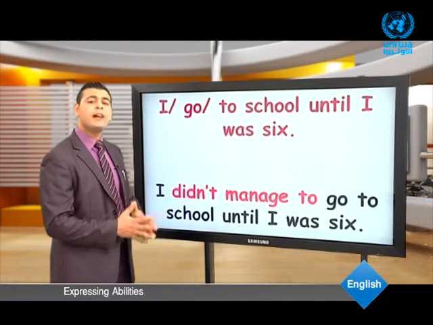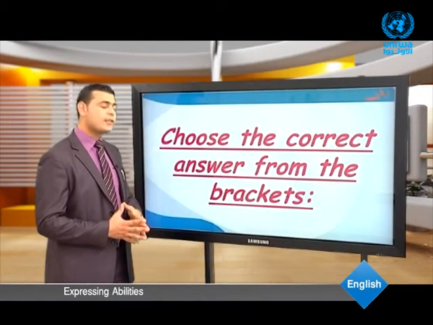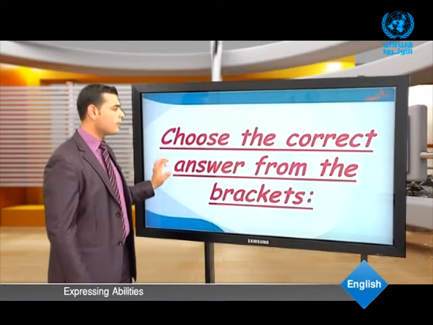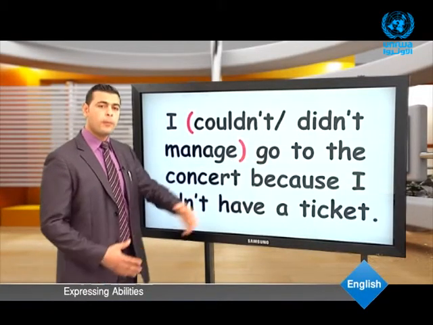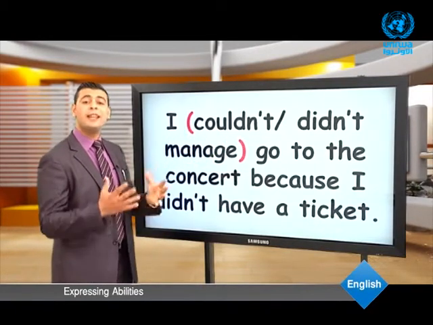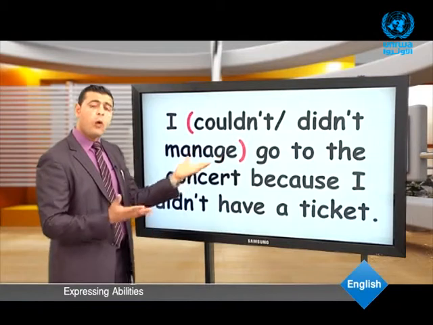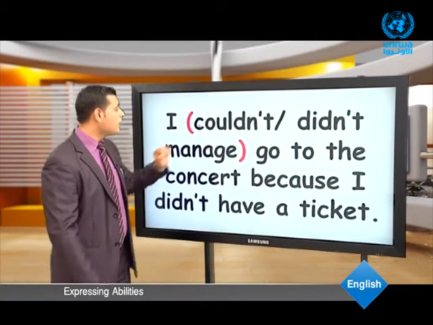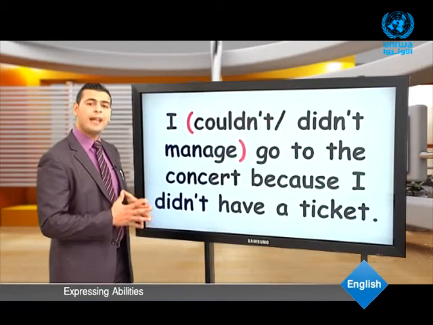Now, dear students, let's have another exercise to practice what we have talked about. Choose the correct answer from the brackets. Number one, I couldn't or didn't manage go to the concert because I didn't have a ticket. Look here, with the verb go. I couldn't or I didn't manage. Of course, the structure of didn't manage should be followed by to. I didn't manage to. Do we have to here? Of course not. So the correct answer is, thank you very much, I couldn't go to the concert because I didn't have a ticket.